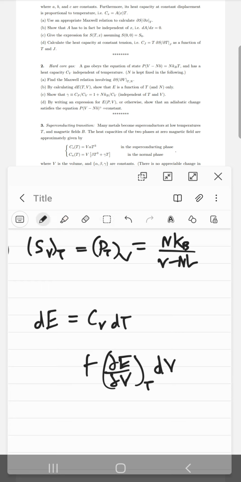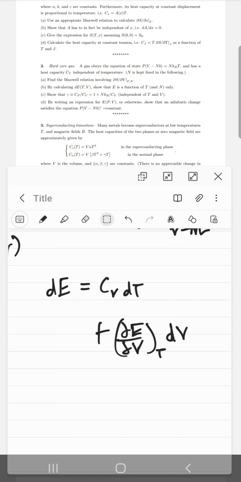Wait, but how does this independence of temperature give us anything nice? I don't know. Okay, what about this quantity? Partial E by partial V at constant temperature. This is not helping. E as a function of temperature and volume. Okay.